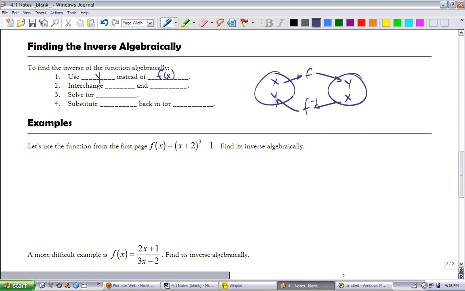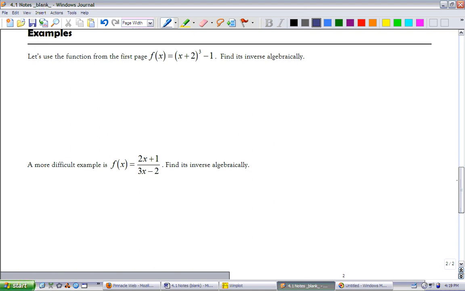It should make sense that in our second step here, we need to interchange our x and y values. Then we're going to solve for y, and we're going to use the inverse. We're going to substitute that back in for y because that's what we're looking for. Okay, so let's take a look at the function that we looked at on the front page that we had the graph for. And we're going to find its inverse algebraically.